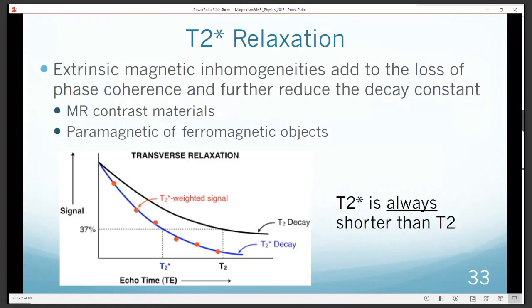It can also be various other things in the body, in the tissue, which cause local magnetic inhomogeneities, and they will actually accelerate this dephasing process. And so instead of the signal decaying as T2, it'll decay as what we call T2 star. So T2 star includes the T2, but there are other processes involved. So T2 star is always shorter than T2.